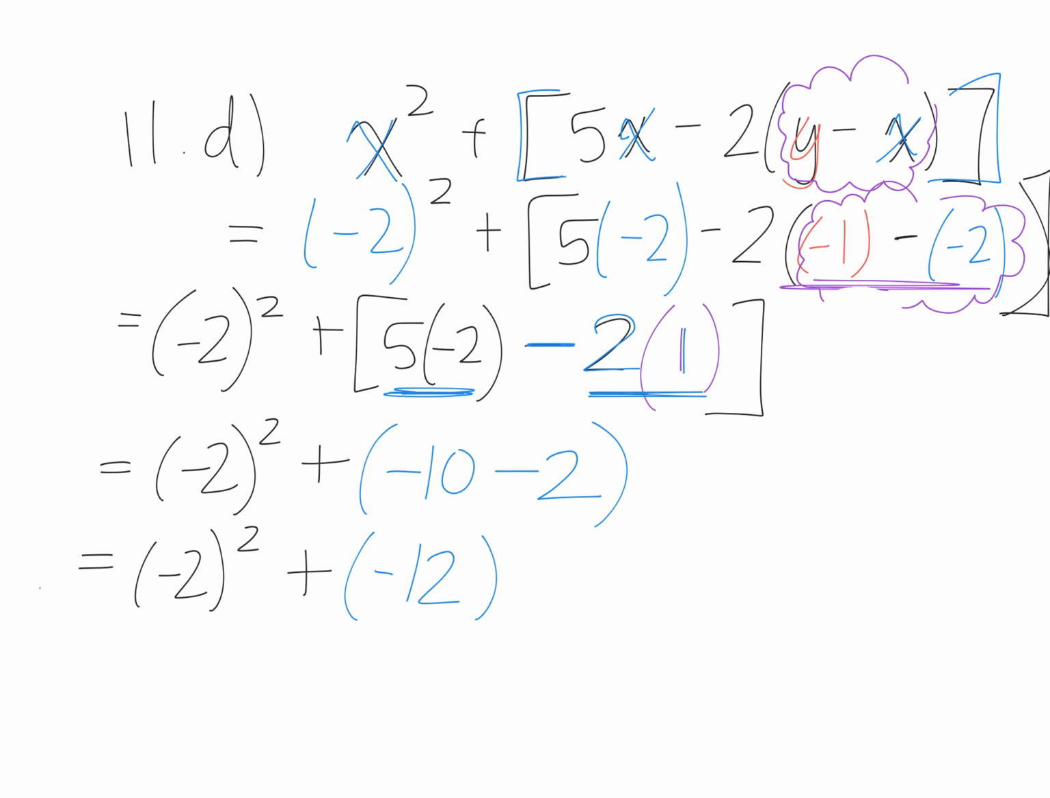Okay, we're done with our brackets. Everything inside the bracket has been simplified. We have to simplify our exponents. What is -2 times -2? 4 plus -12 equals -8.